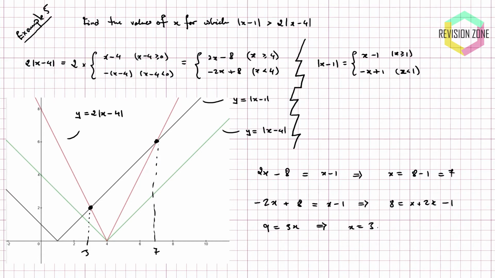Now that we actually have our x values, we are interested in the regions where the modulus of x minus 1 is bigger than 2 times the modulus of x minus 4, right? So in other words, we want the cases where this black graph here is higher than that red graph, okay? And that's clearly true only between 3 and 7.